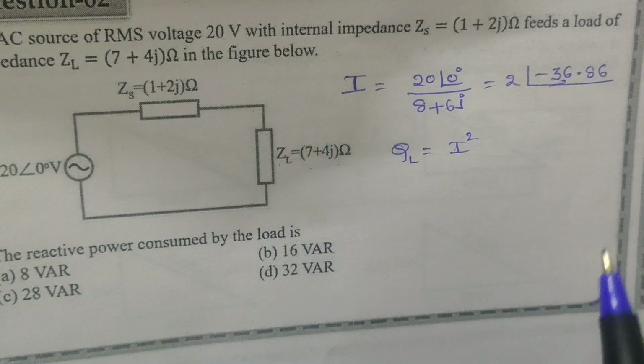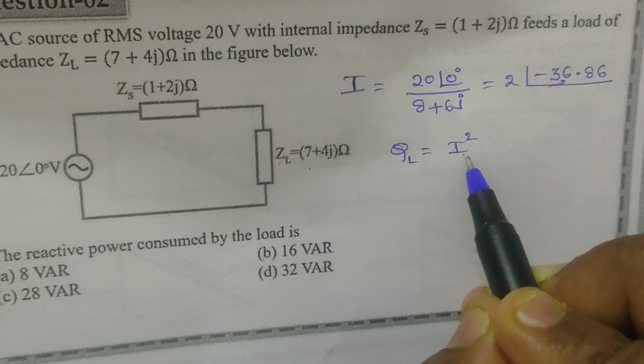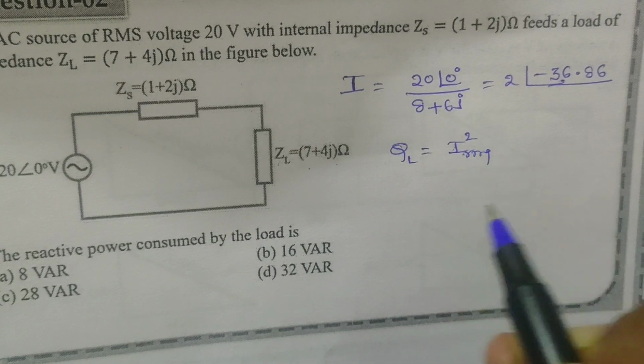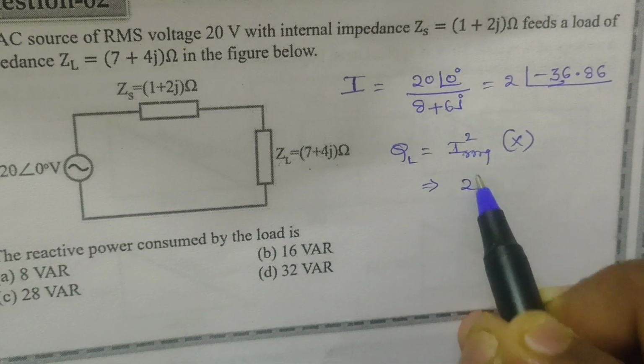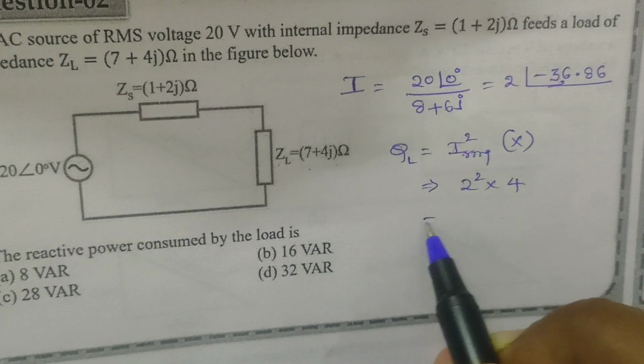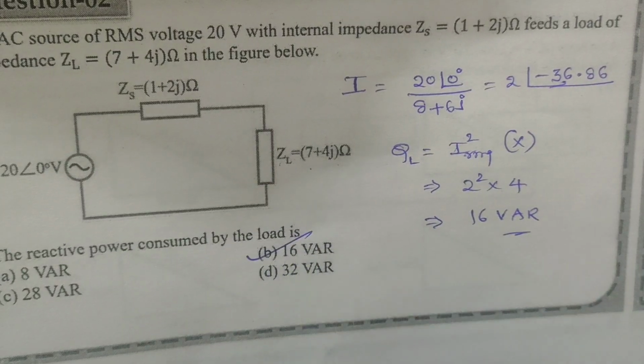Okay, he is asking the reactive power consumed by the load. That is I RMS square into X, which is equal to 2 square into 4, which is equal to 16 VAR.